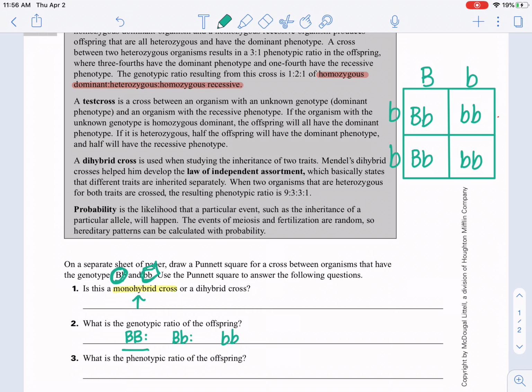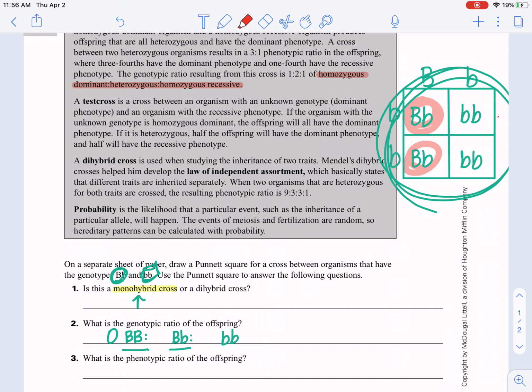How many big B's do we have inside the boxes? Inside, none. How many big B, little B's do we have? We have these two. So our number is 2. And then how many littles? We have those 2. The ratio is 0 to 2 to 2 for the genotypic.